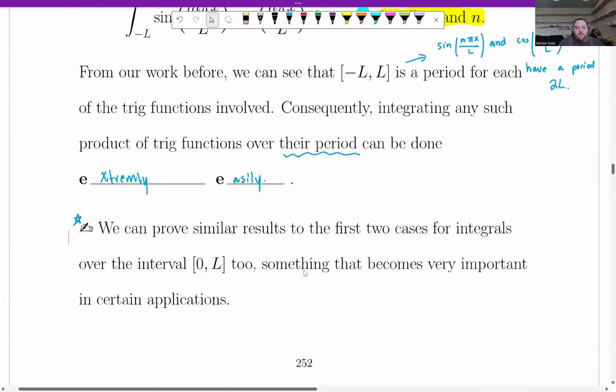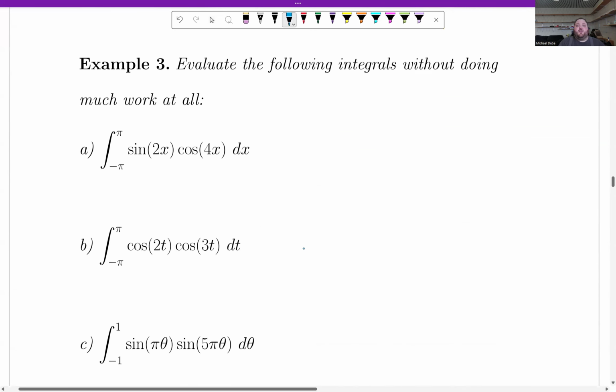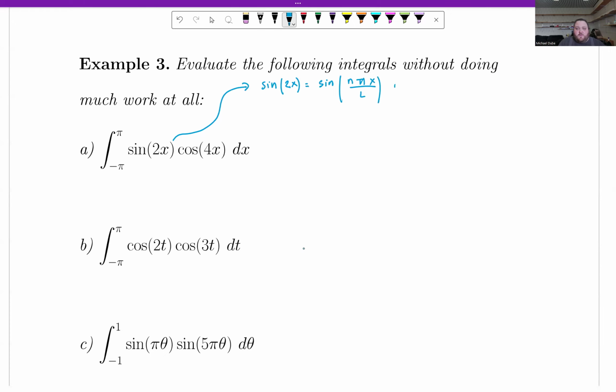So evaluate the following integrals without doing much work at all. I'll show a bit more work for the first one, but in the next ones, the pattern stays the same. So let's say we had sine of 2x times cos of 4x. If we had sine of 2x, that will be equal to sine of nπx over L with, well, what would our n need to be?